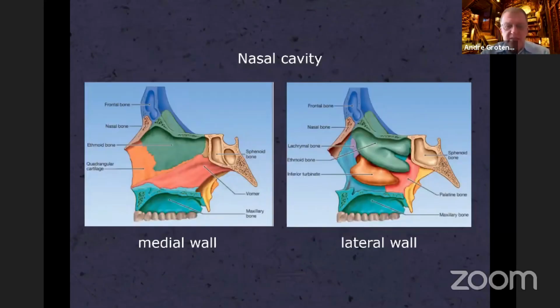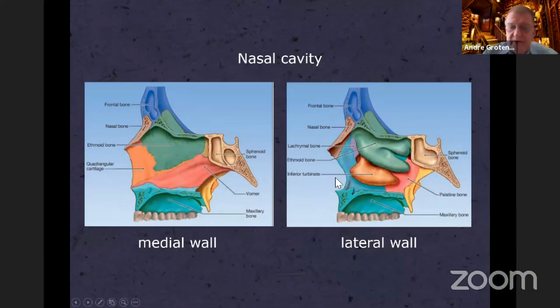If we look at the medial wall, you have to realize that the largest part is actually part of the ethmoid bone. The anterior part, as you can see here, is cartilage. That's the only cartilage we have. And the longer, longitudinal part is the vomer that attaches to the palate.